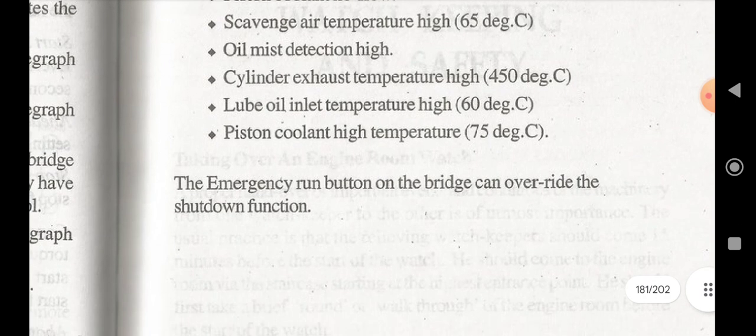So the emergency run button on the bridge can override the shutdown function. So this is some brief about the governor control.